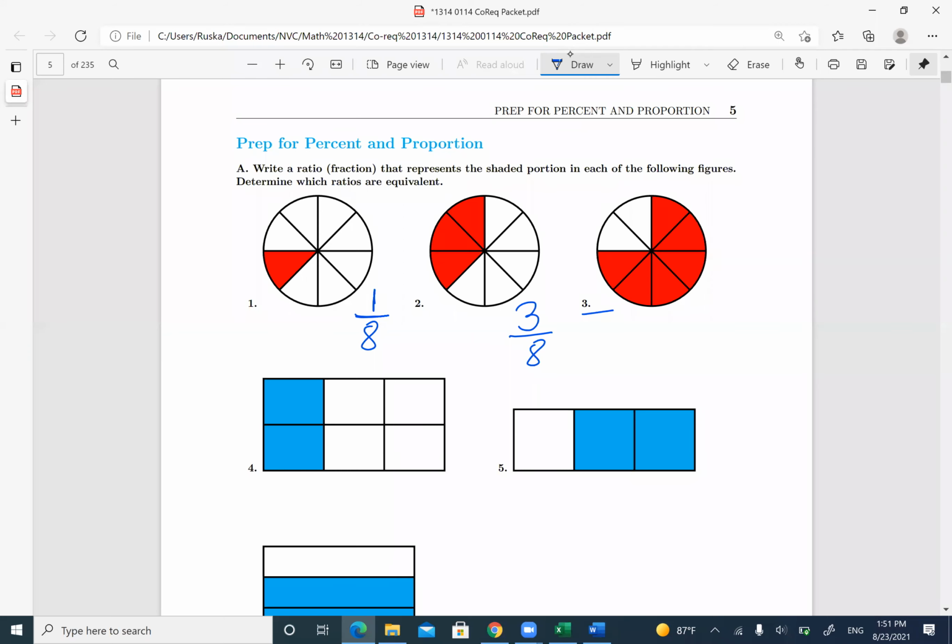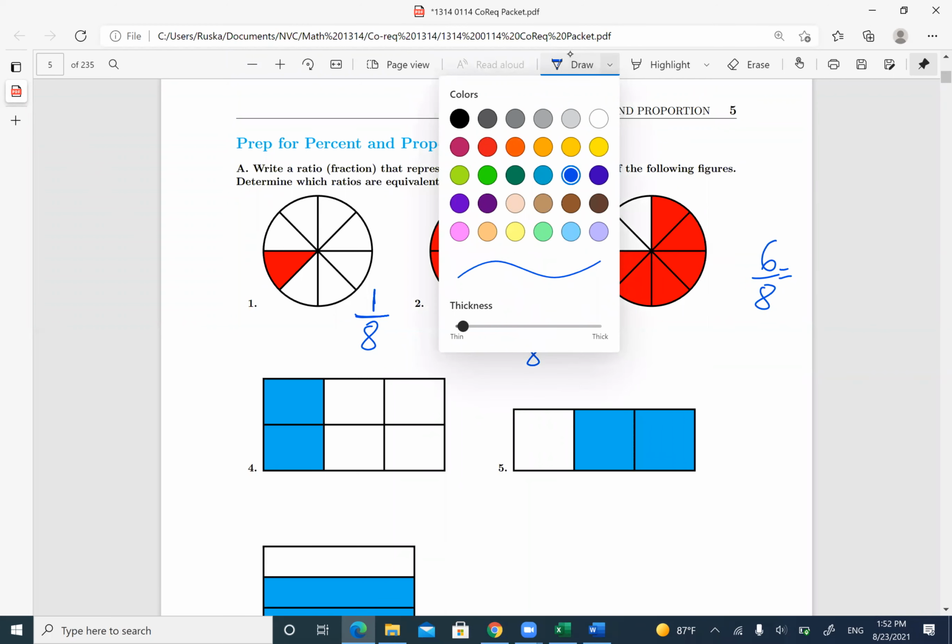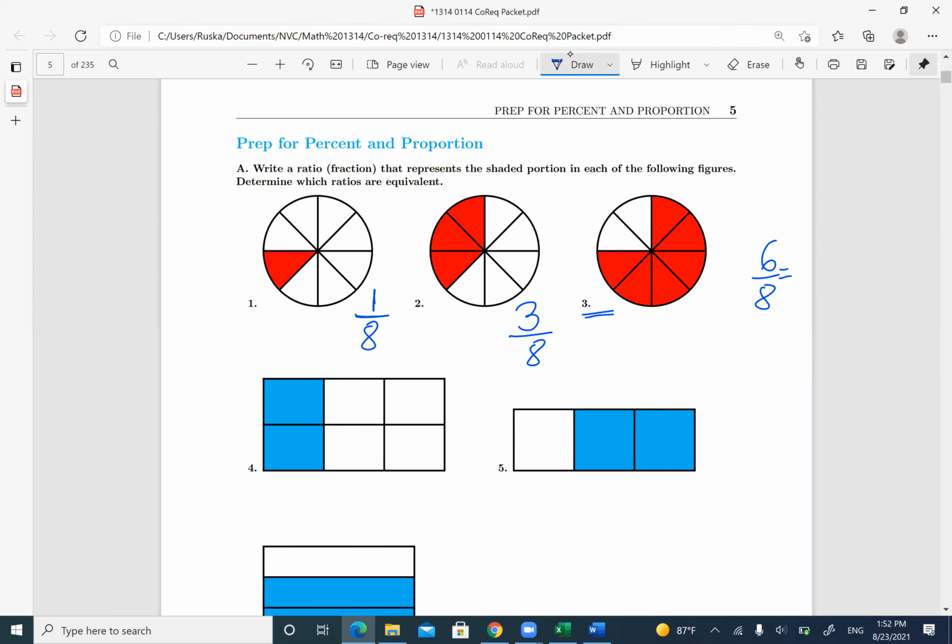6 out of 8, which can be simplified, right? 6 out of 8, good job. And you can simplify this. How do you simplify, reduce the fraction? Divide by the same number up and down. So I'm going to divide by 2, so that gives me 3 over 4. So that's the fraction. Okay? So that's how you get the fraction, the ratio.